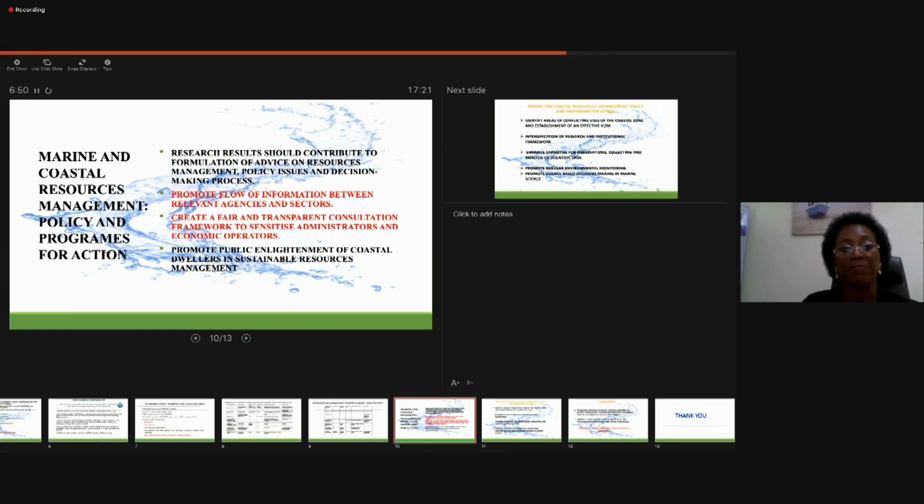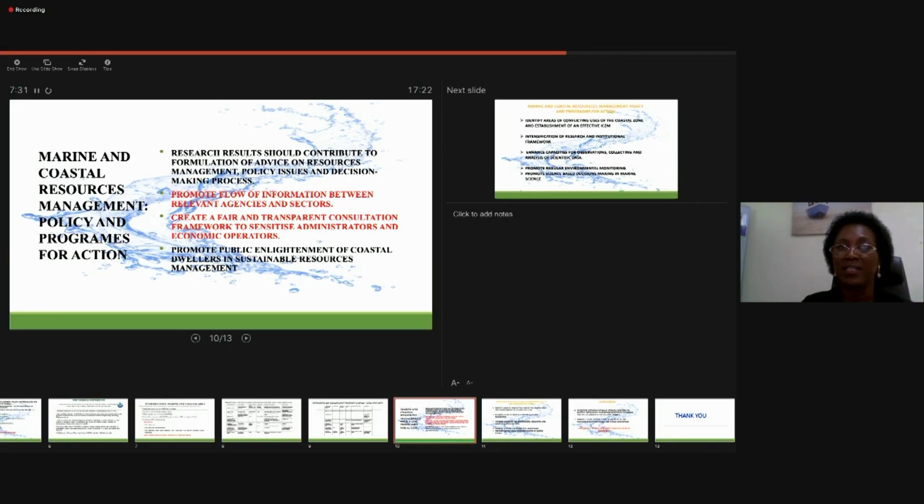For example, for the flow of information between relevant agencies and sectors, we are always invited by the Ministry of Environment to come and sit on the Environmental Impact Assessment Forum to determine whether companies, institutions are following the right procedure before areas are allocated to them. And then to create a fair and transparent consultation framework to sensitize administrators and economic operators. Yes, we are always at the forefront of coastal environmental issues or offshore issues.